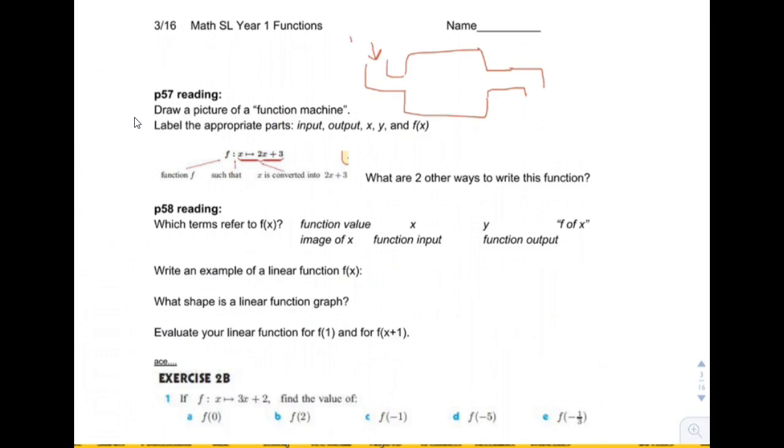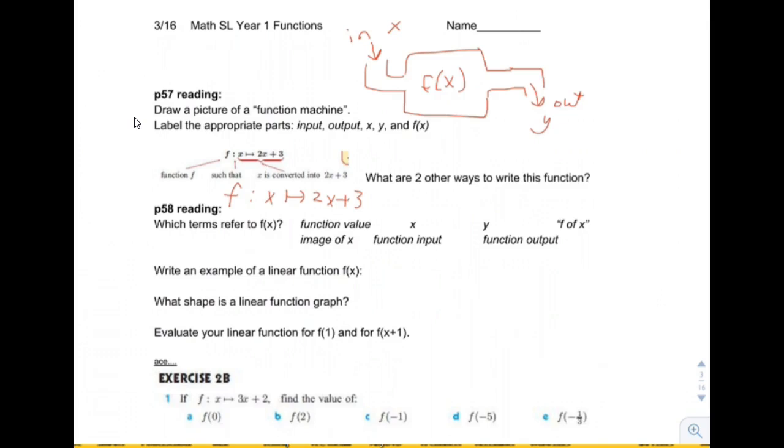But basically, you have an input, x, and then you have an output, y, and then you have the function machine itself, which is f of x, something like that. Another way to write it is like this, where you have f colon x goes into the function machine, out comes 2x plus 3.